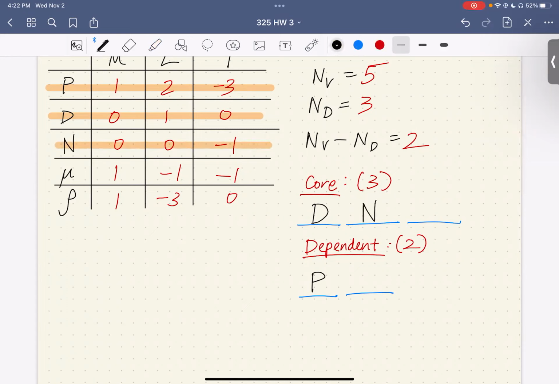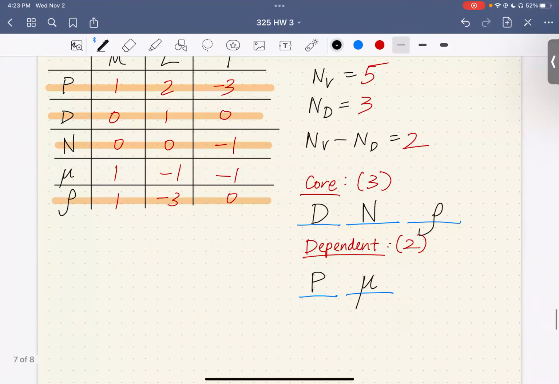And now we have mu and rho. So let's take a closer look. So we have mu right over here. Mu can be used as, let's take a look. We can use rho as a core variable. We can use mu as a dependent variable. Hope this makes sense.